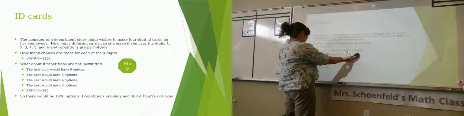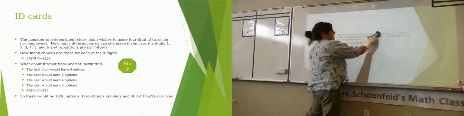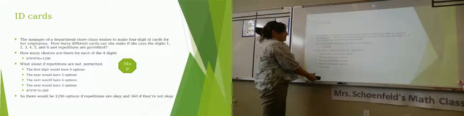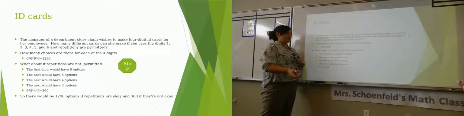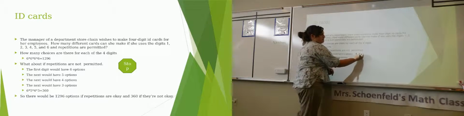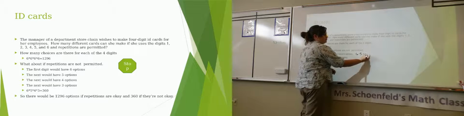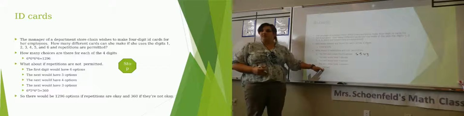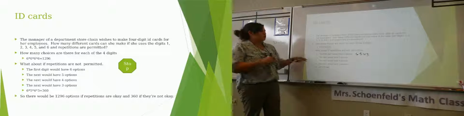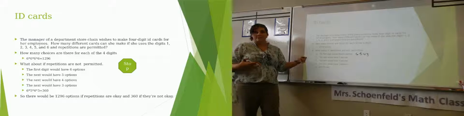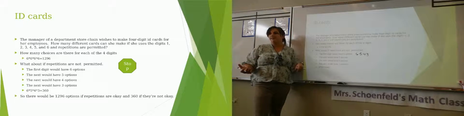Okay. So, the weird thing that we're going to do, I don't know why I talked about this one on this slide. If repetitions are not permitted, the first digit would have those 6 options. Then I'd have 5 options. Then I'd have 4 and 3 options. So that gives me that 360. So we're going to talk about those different types of things when repetitions are permitted and when repetitions are not permitted.